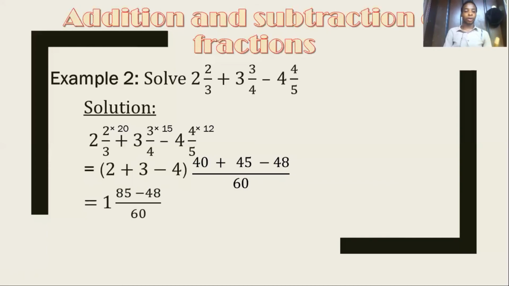Now what do I do? I'll come back to my whole numbers. I would say 2 plus 3 is what? 5. 5 minus 4 is 1. That's how I got my 1 right here. And then for the fractions, I'm having 40 plus 45 is what? 85, minus 48, over 60. Now finally, I'm having 1 whole number 37 over 60.